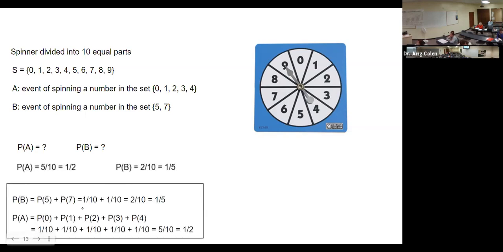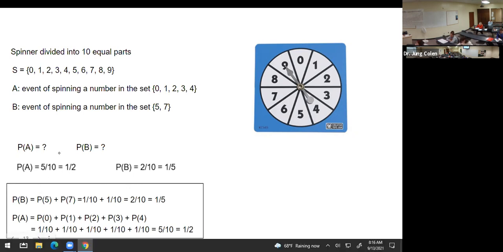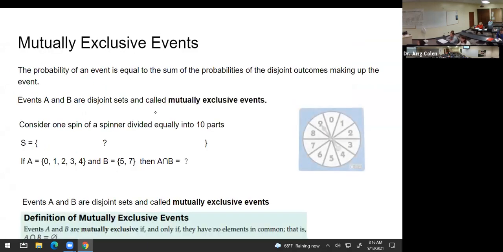And let me ask you a question. What is the probability of A union B? Does anybody remember about union? Union is event A or event B. So it can be event A or it can be event B. So if I spin and get number 1, it is A or B. If I get 5, it's also A or B.